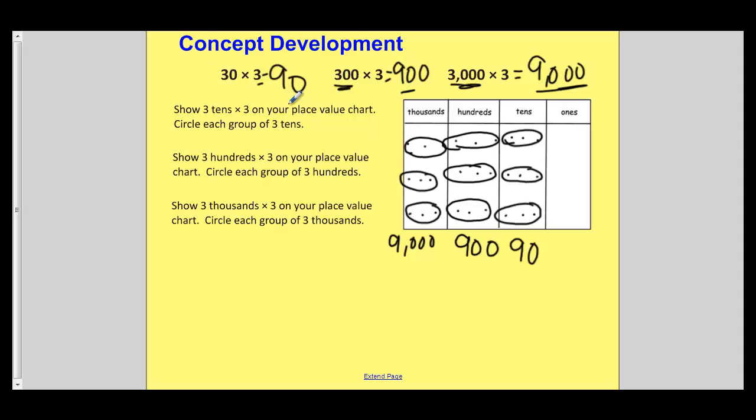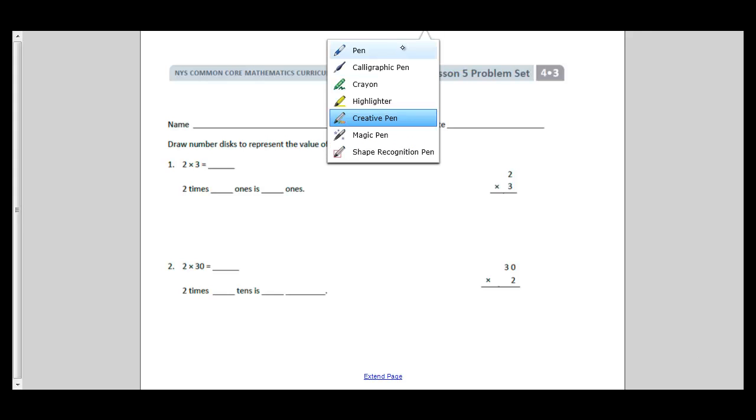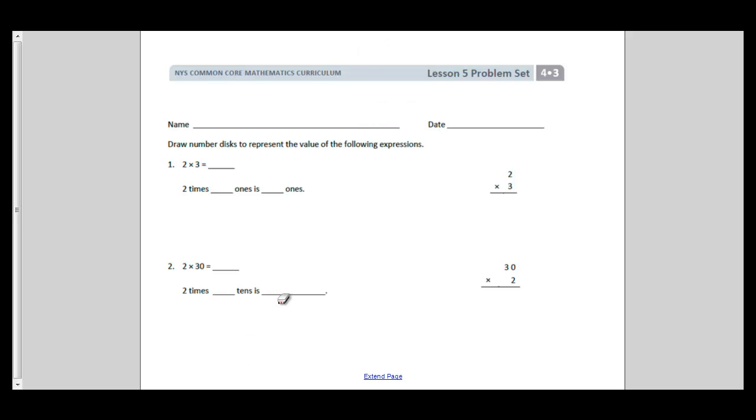All right, now we're going to practice on our problems. We're going to draw a number disk to represent the value of the following expressions. So you're going to go ahead and draw yourself a place value chart. And remember, this is just a sketch. It does not have to be a fancy place value chart by any means. So we're just going to draw us a rectangle.